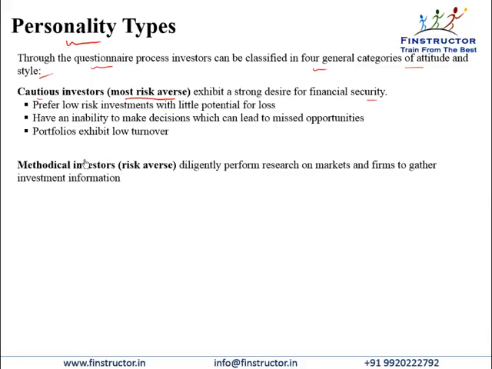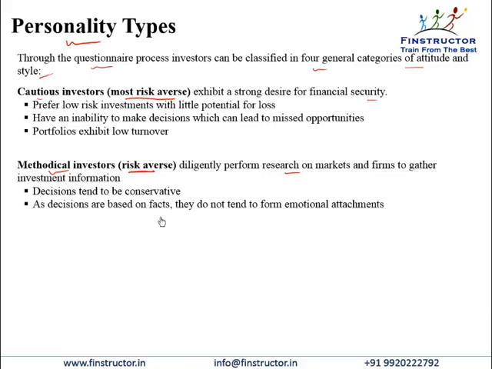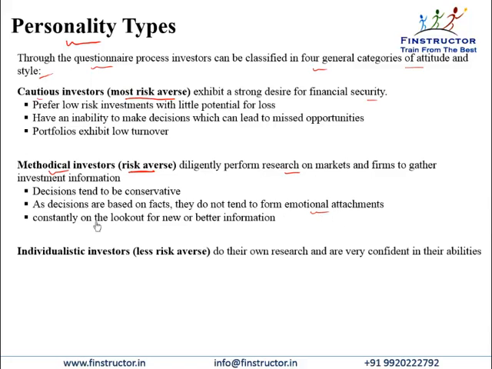The methodical investor still falls in the risk-averse category. However, he is a lot less risk-averse than the cautious investor. So these investors diligently perform research on markets to gather the investment information. Their decisions still have a tilt towards the risk-averse side, that is, they are conservative. Decisions, however, are based on facts and they do not tend to form emotional attachments like the cautious investor. The methodical investor is constantly on the lookout for new or better information.